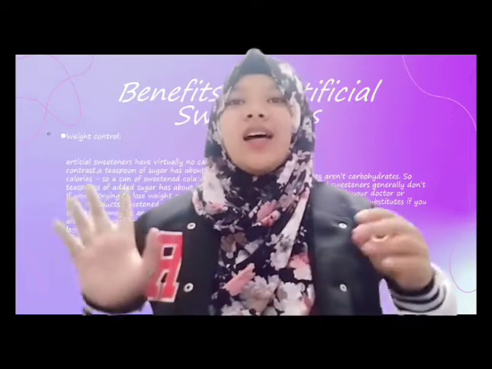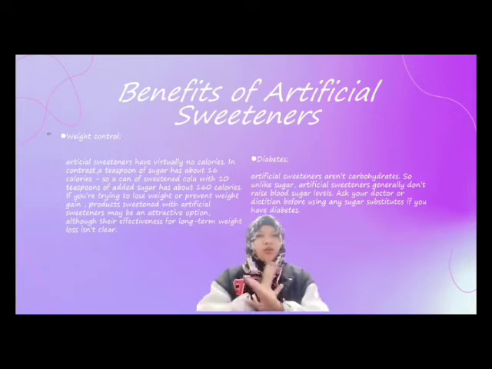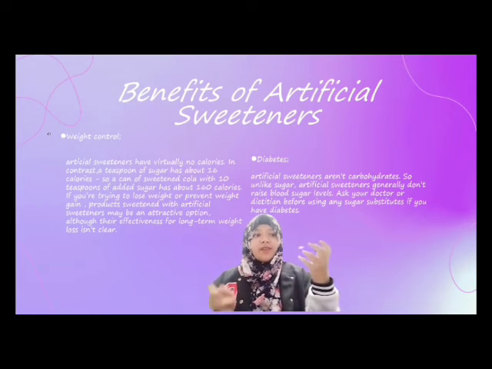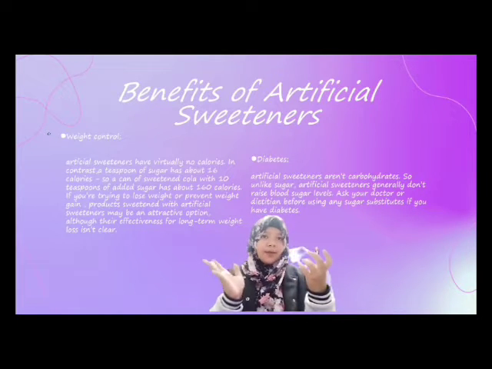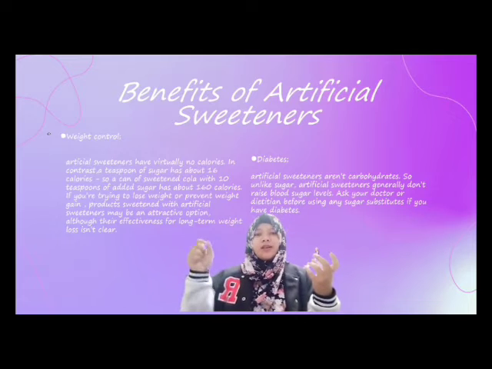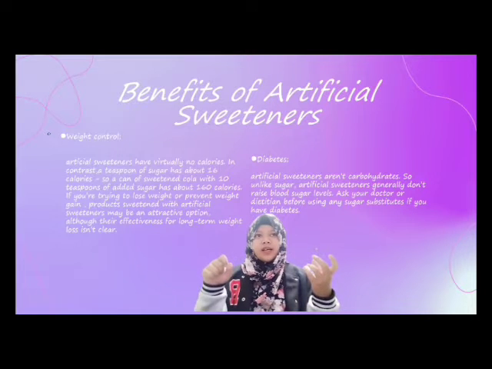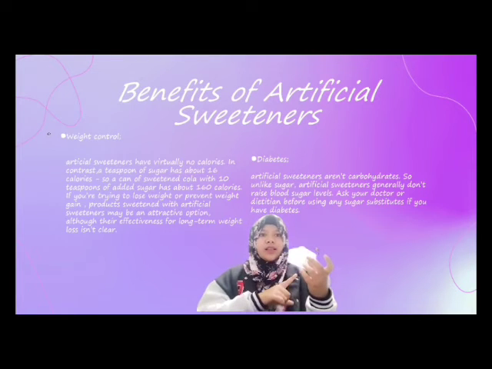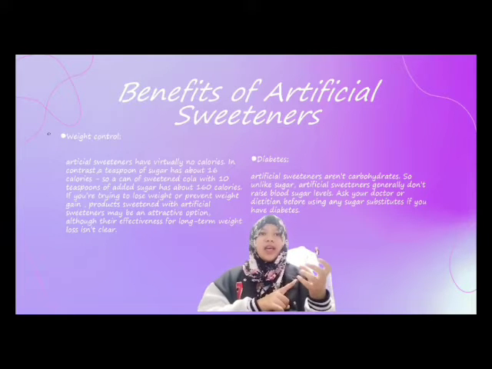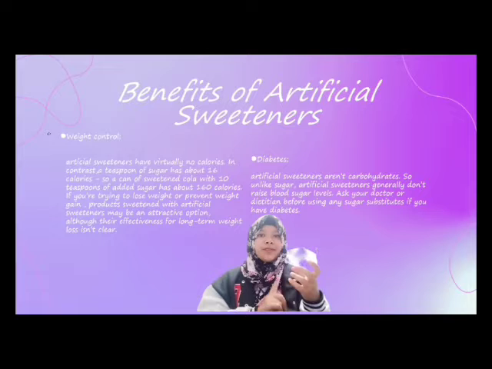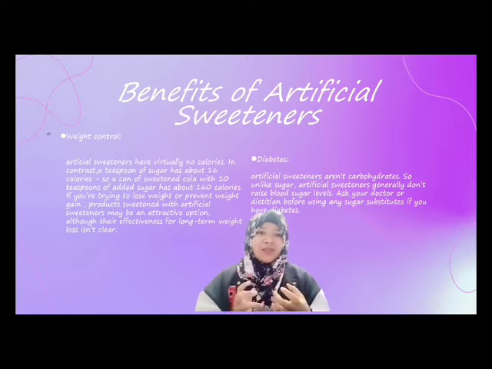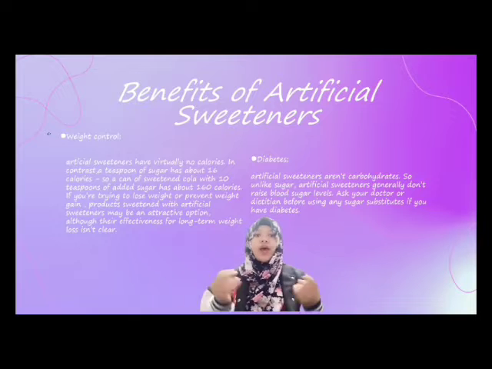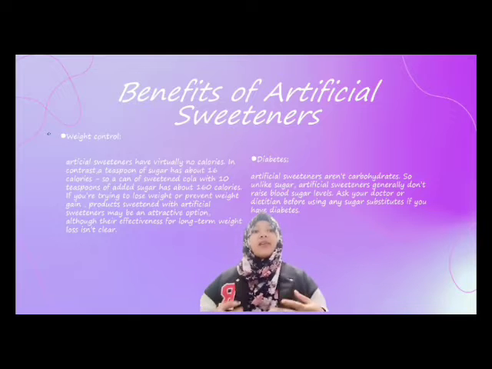Well, artificial sweeteners virtually have no calories at all. For example, 1 teaspoon of normal table sugar can cost you 60 calories. So 1 can of cola can contain up to 10 teaspoons. It can result in 160 calories. But with artificial sugars, they can cost no calories at all. So it helps us in controlling our weight and being healthier.